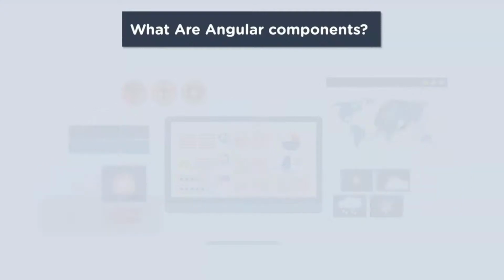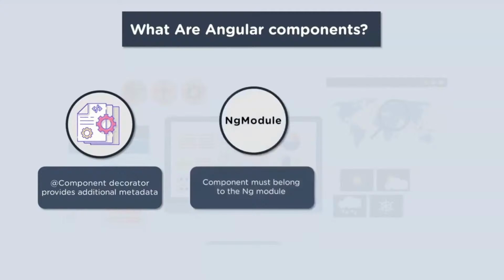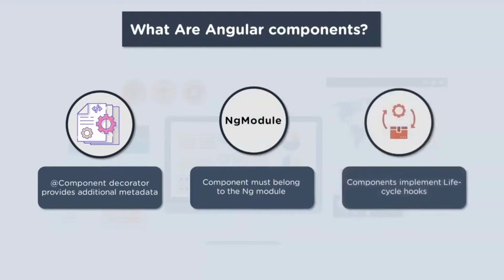demo. Nextly, a TypeScript class is used to create a component. Now this class is then decorated with the @component decorator. Now the decorator accepts a metadata object that gives information about the component. Now a component must belong to the ng module in order for it to be usable by another component or application. And finally, components control their runtime behavior by implementing lifecycle hooks.